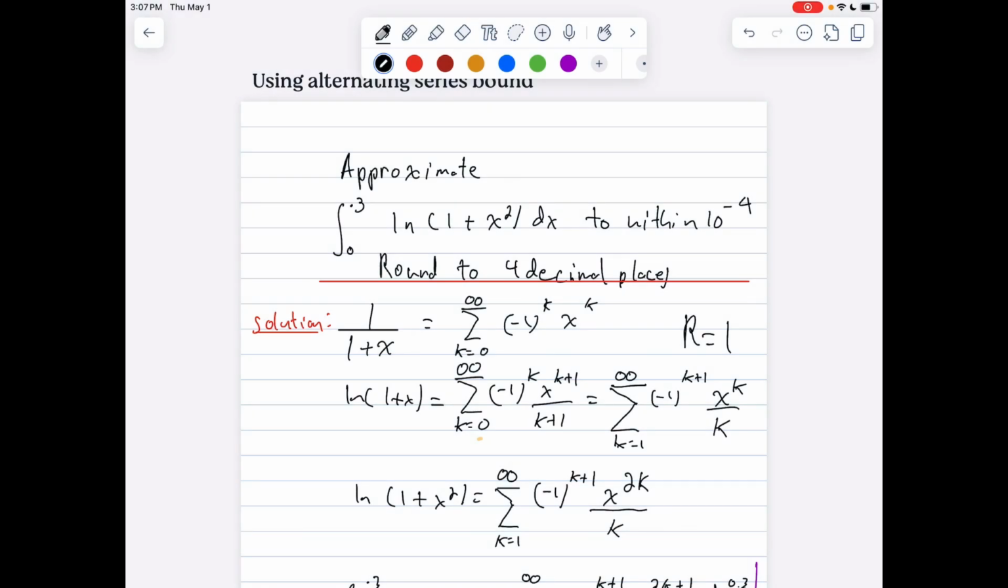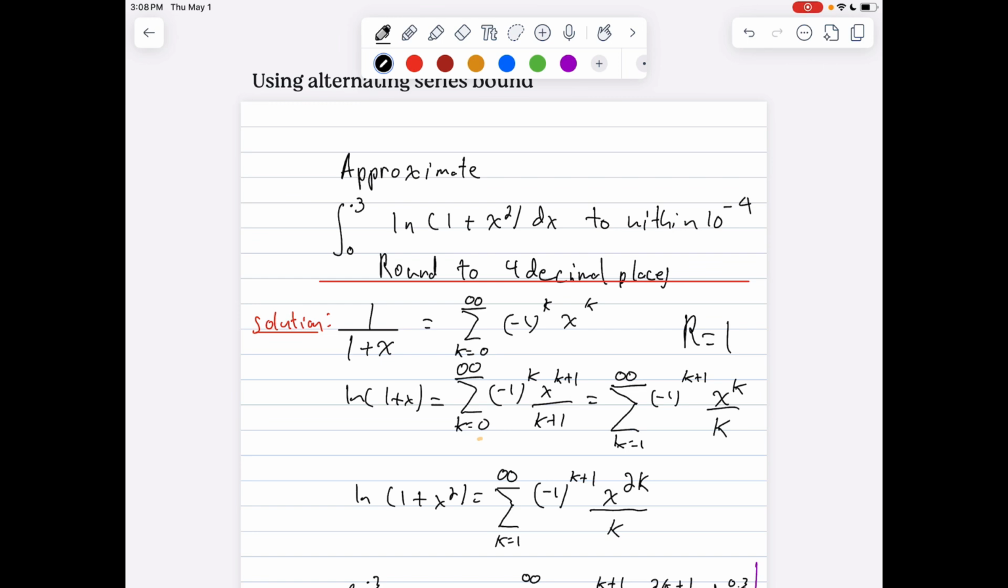All right, hello everyone. So today we have a calculus 2 question: approximate the integral from 0 to 0.3 of ln of the quantity 1 plus x squared dx to within 10 to the negative 4, rounded to 4 decimal places. Okay, so often it is the case when you're trying to approximate an integral of a function that you can't find the integral of directly. We use series here. That's what we're focusing on today.